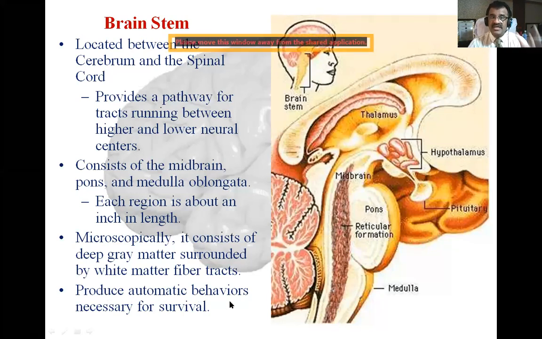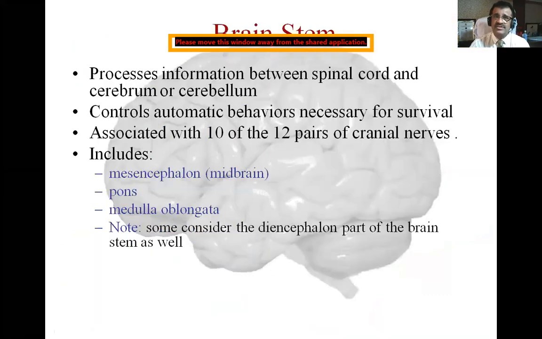Brainstem produces autonomic behaviors necessary for the survival. So in short, one function I am giving you right now. We will see in detail one by one as we proceed further. Okay.